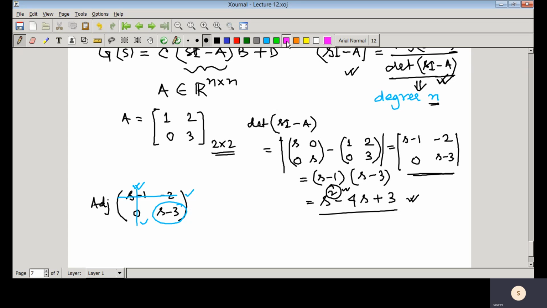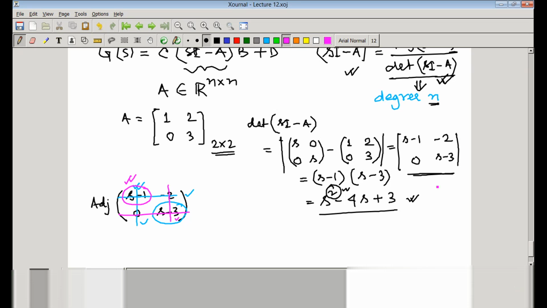Similarly, if you want to find the cofactors of that element sI minus 3, that means if you remove this particular row and column, you have sI minus 1. So from here you can see that in the case of the adjoint of sI minus A, each element would be either a constant or a function of s. Now, what would be the maximum degree of those elements? In this particular case, the maximum degree is equal to 1.